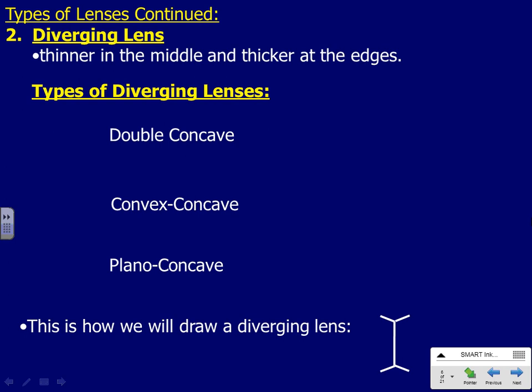So diverging, again, you don't have to write types of lenses continued to diverging. If you wrote it already, you did. That's whatever. Diverging are thinner in the middle and thicker on the edges.